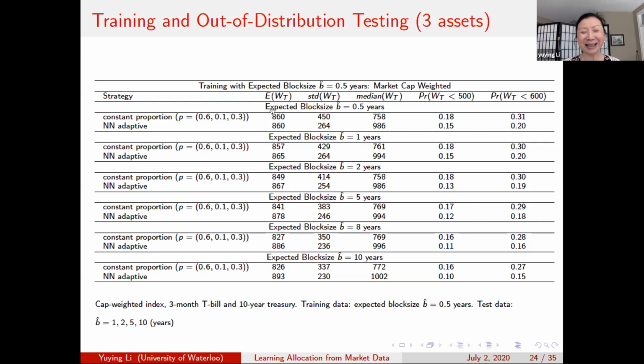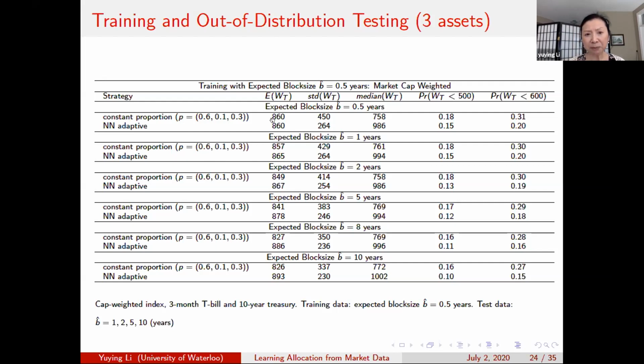Oops, this is a 3 asset case. I had a table for 2 asset case before, but I think I deleted it. Okay, so this is basically a robust test results for the 3 assets case. Okay, we have a cap weighted index, 3 months treasury bill, 10-year treasury. Okay, the first sub panel here is the training performance with the expected block size of half year. Then the next panel here reports out of distribution test results of expected block size of 1 year. The testing data set is generated with different block size.